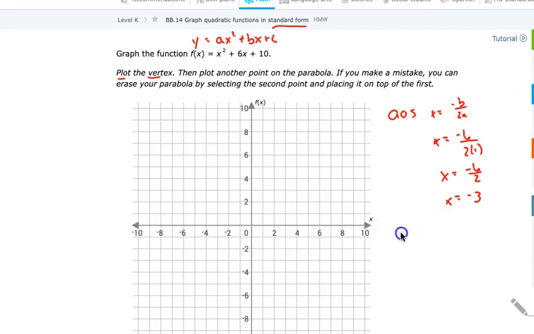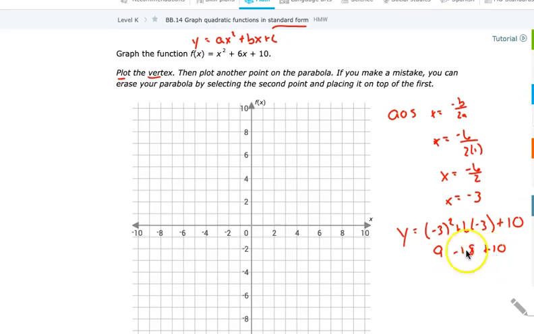I'm just going to plug it back in and say y is going to equal x squared. Instead of writing x, I'm going to write negative 3. So negative 3 squared plus 6 times negative 3 plus 10. We're just plugging it right back into the equation exactly where the x is. Then we'll follow our order of operations. Exponent first, so negative 3 squared is negative 3 times negative 3, which is 9. 6 times negative 3 is negative 18. And then I'm going to add the 10.